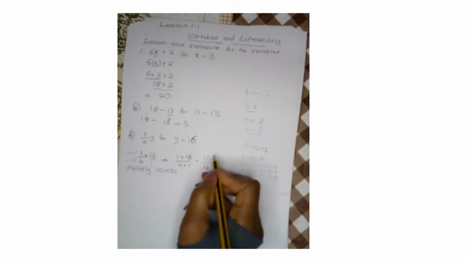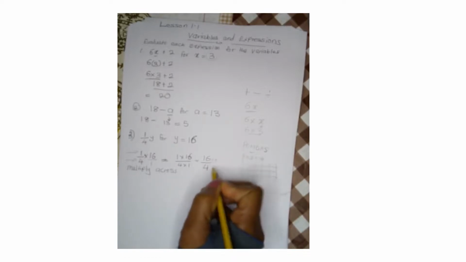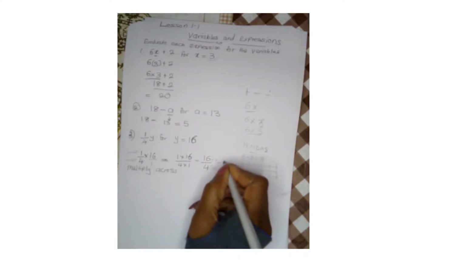So now we are going to look at this number together. If we want to make it smaller, no problem, we can make it smaller. If you're making it smaller, you divide by 4 and you divide by 4. 16 divided by 4 will give you 4, and 4 divided by 4 will give you 1. So the answer is 4. If you stop here, you get your full mark.